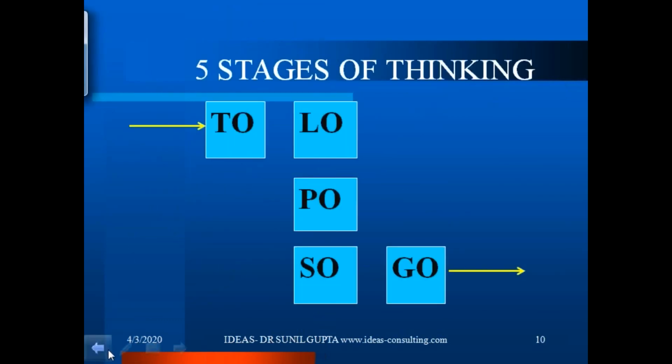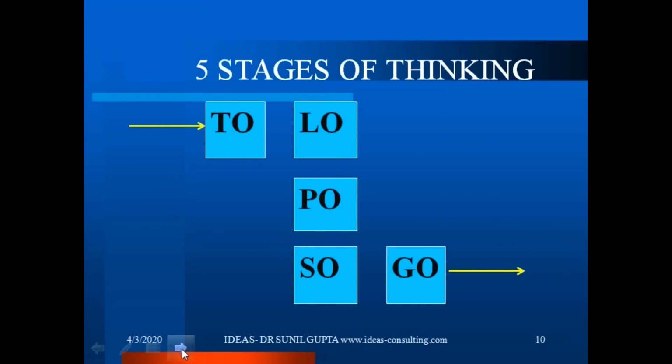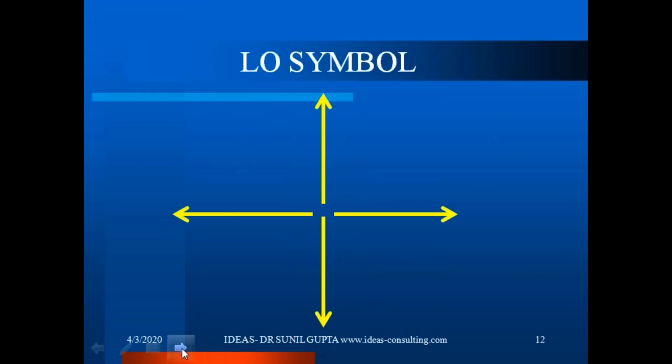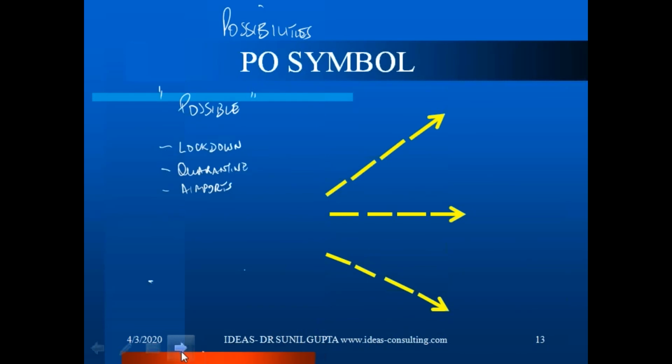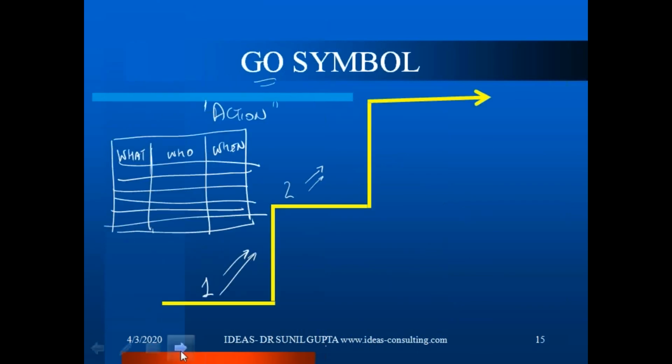One more time. Too low, po, so go. What is too? Have a clear objective for your brain, have a clear target for your brain. What is low? Look and gather all the data on the subject matter. What is po? Look at all possible solutions, not one, but multiple solutions. What is so? Fine tune and select the best solutions. What is go? Go to take an action plan, come up with a summary: what to do, who will do, by when to do. That in a nutshell summarizes too low, po, so go.